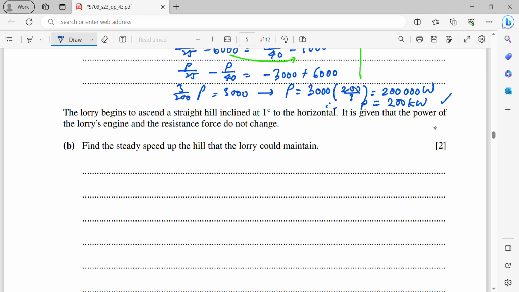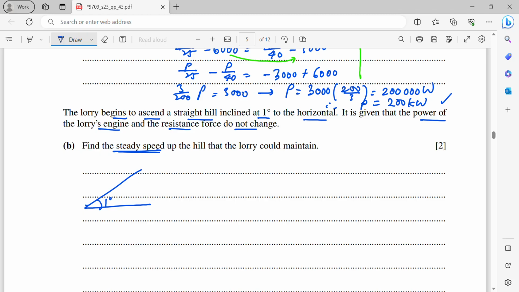Right, now the lorry begins to ascend a straight hill inclined at 1 degree to the horizontal. It's given that the power of the engines and resistance force do not change. Find the steady speed up the hill that the lorry can maintain. Okay, so now I will draw the diagram.